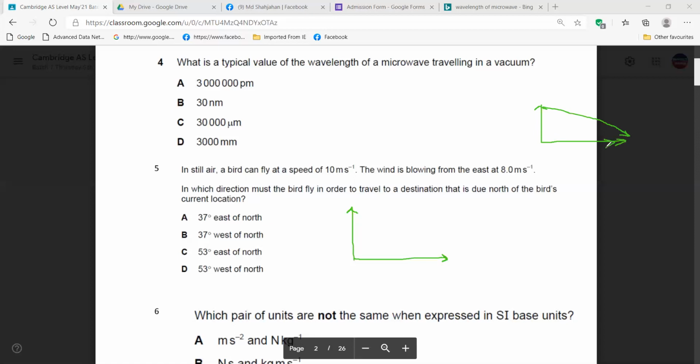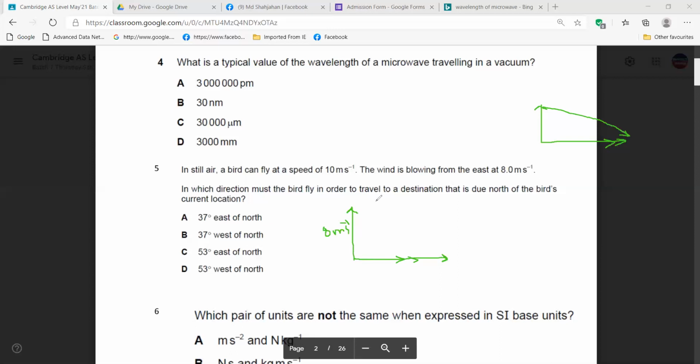So our diagram also we can set this way, that this one is 8 meter per second. Then this one is our resultant due north. And this one is wind blowing from the east, that is 8 meter per second. Sorry, this one is east. From east, that means this side is west.